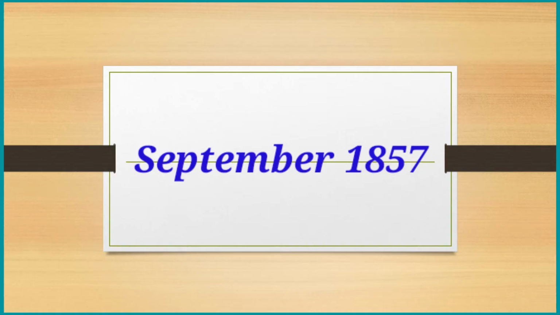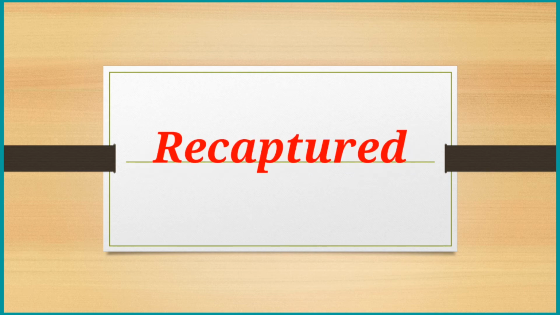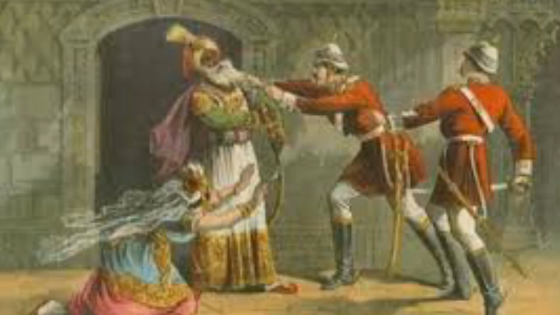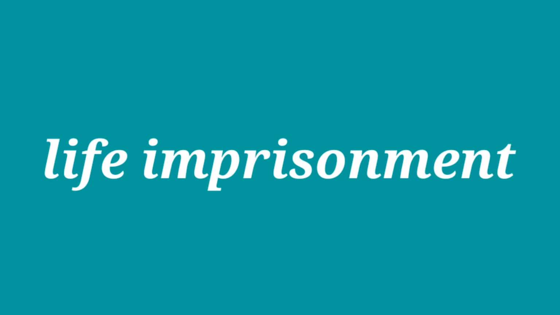And not only that, they wanted to convict the rebels, which means to declare the rebels as criminals. So this was their first plan. The second thing, in September 1857, the Company recaptured Delhi. You know very well, Bahadur Shah was there. Soon afterwards, Emperor Bahadur Shah was captured and sentenced to life imprisonment. He was not put to death, but he was sentenced to life imprisonment.